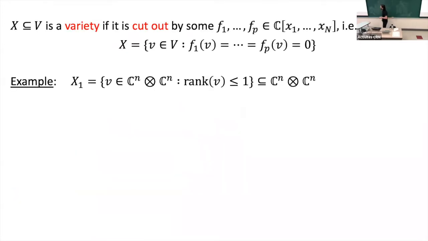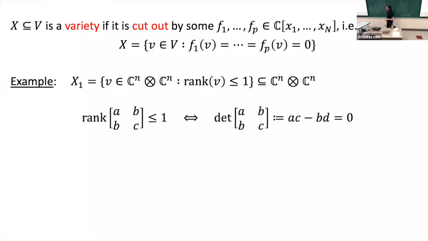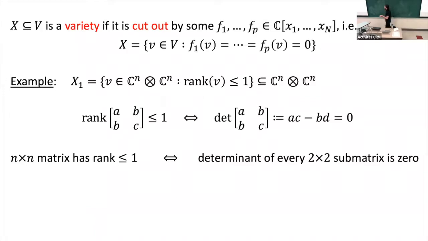So, for example, we can take our set of rank 1 vectors or matrices, and this forms a variety. If n equals 2, this is the same thing as looking at rank at most 1 matrices, which is exactly the set of matrices where the determinant is 0. The determinant is a polynomial in the matrix entries, so this is the zero set of this determinant. Similarly, in the n by n case, a matrix has rank at most 1 if and only if the determinant of every 2 by 2 submatrix is 0.